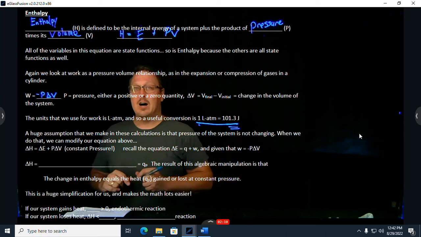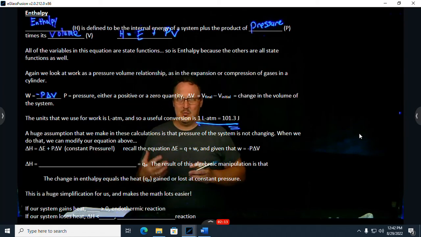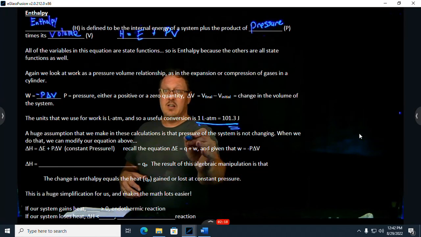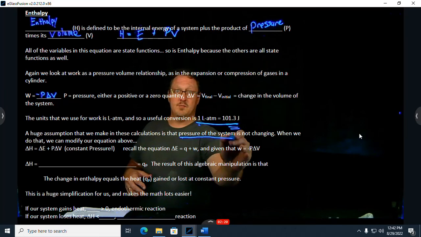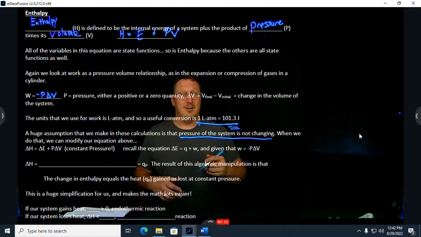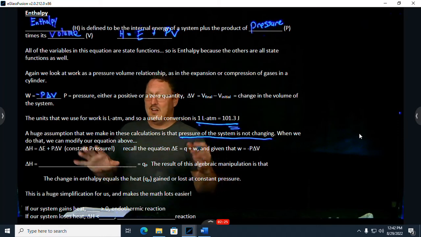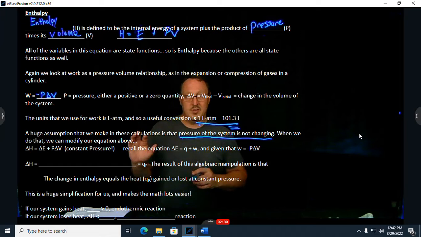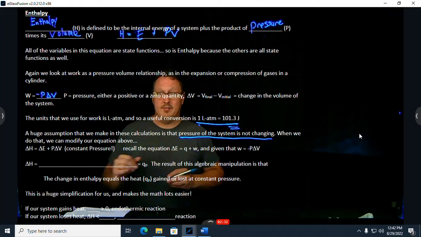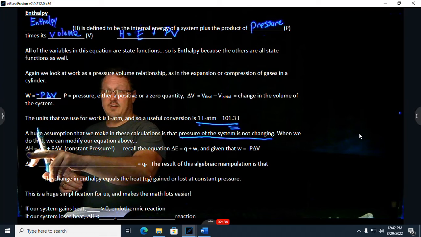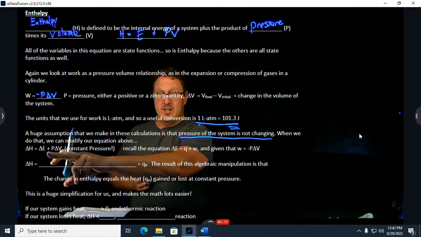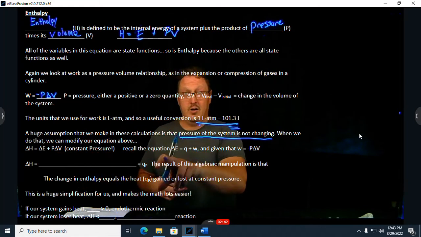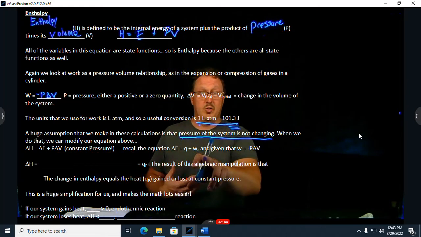There's a huge assumption being made when we do these calculations: that the pressure of the system is not changing. If the pressure changes, the math gets way more complicated, and we're not going to address that yet. We will eventually, but not right now. So we can modify our equation: delta H, the change in enthalpy, is equal to the change in energy plus pressure times the change in volume, under constant pressure.